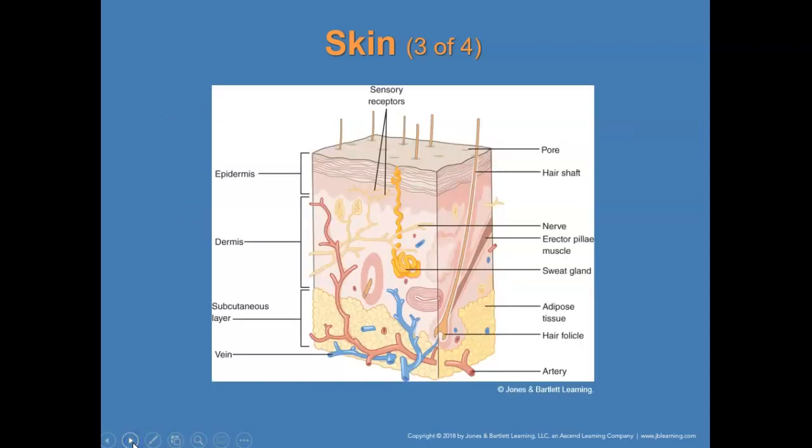There's just a picture of the 3 main layers of the skin: epidermis, dermis, and subcutaneous. We got some veins and arteries in there. You have your pores, you have your hair shaft. There's nerve endings in there. They're kind of closer to the surface. Erector pili muscle, which is what makes your hair stand up. Sweat glands, adipose tissue, hair follicle.